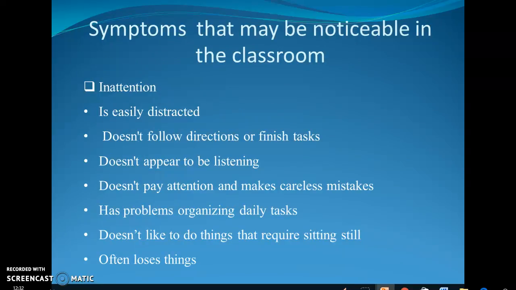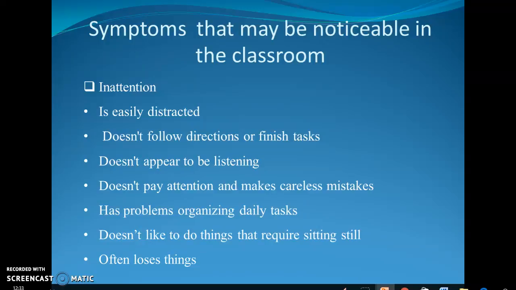Symptoms: how can we identify a child with an ADHD disorder in our classroom? The symptoms are divided into three parts. The first part is inattention. He is easily distracted by any movement, by any noise. Every small creak of sound makes him turn his head around. He doesn't follow directions or finish tasks on time, and doesn't appear to be listening to you. It looks like something else is bothering him.